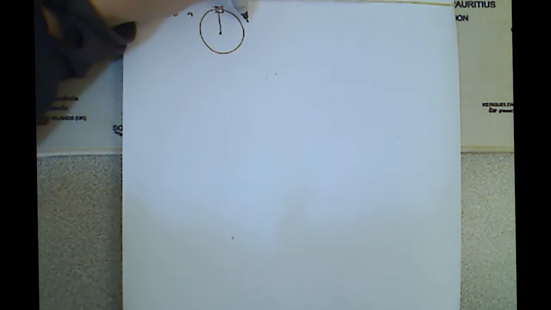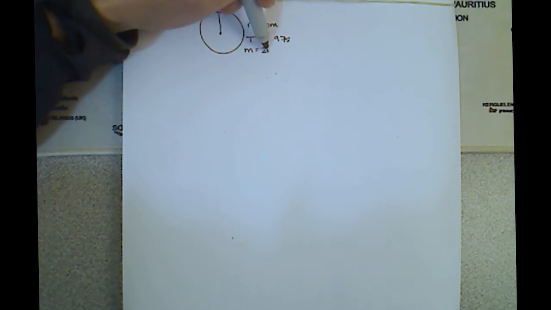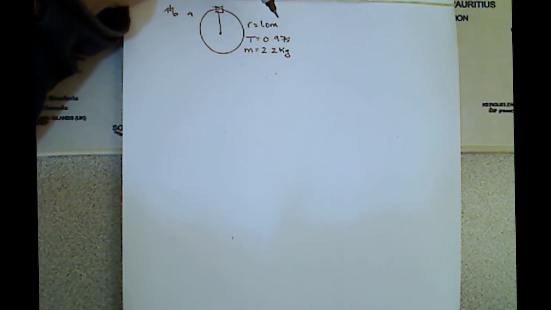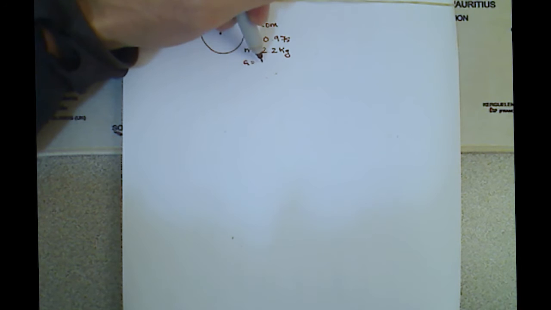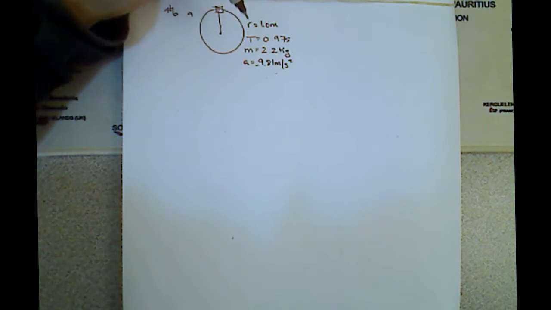an object is being swung in a circle. We know that the radius is 1.0 meters. T, the period of rotation, is 0.97 seconds. And we know the mass is 2.2 kilograms. Those are all the numbers given to us in the question. Now, I also know the acceleration of gravity is 9.81 meters per second squared, and that is negative, downwards.